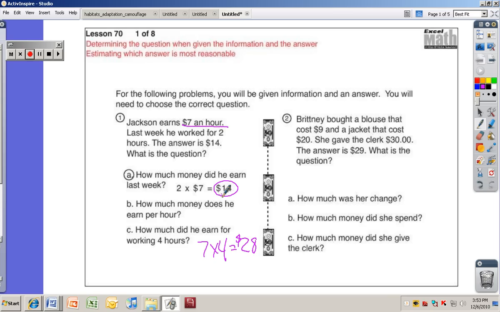Why don't you go ahead and give number 2 a try, and pause the video, turn it back on when you're ready to see the solution.